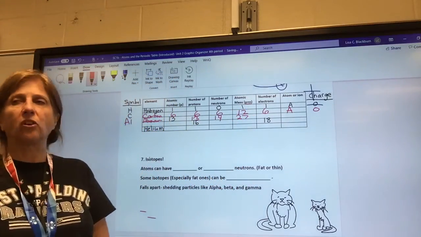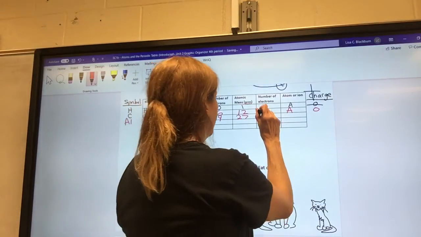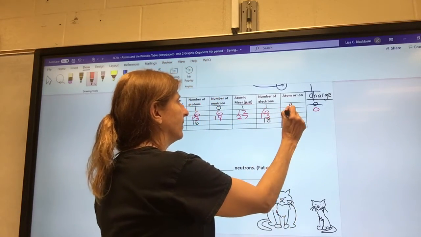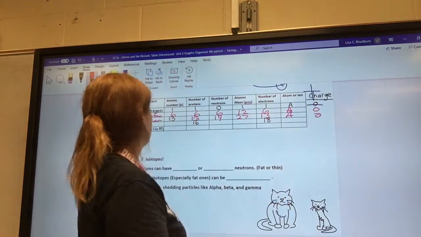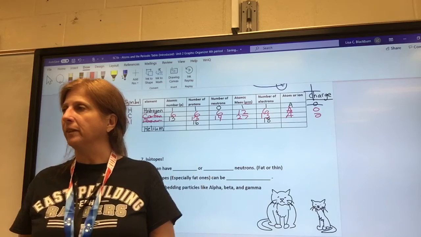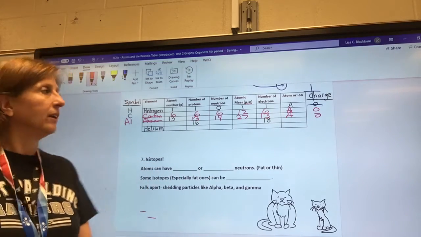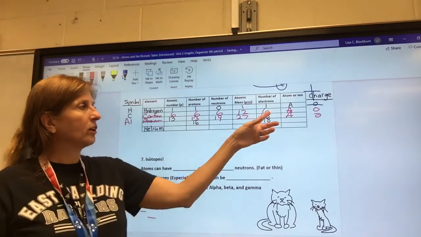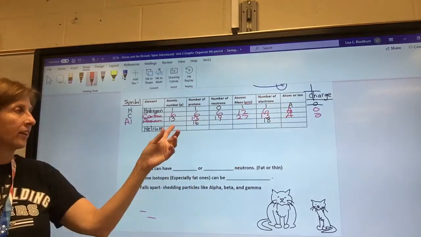What's the number of electrons? 13. And is it an atom or an ion? It's an atom with no charge. Okay, now this is our one that's a little bit different. Yes? So the same number of neutrons, same number of electrons and protons, they're all going to be the same? They're always going to be the same if it's an atom, but let's look at this one.